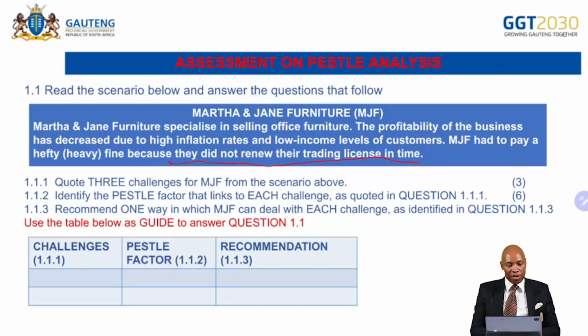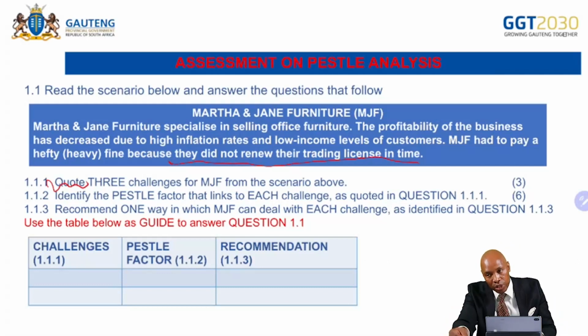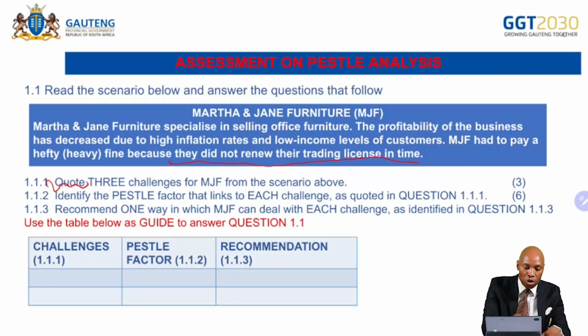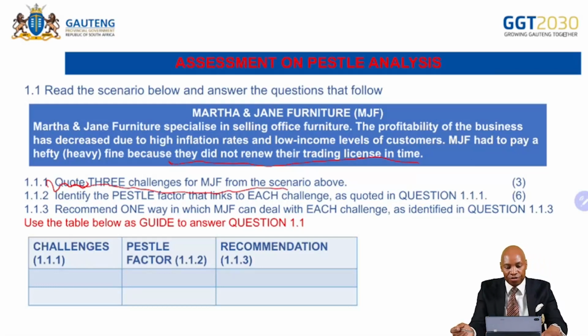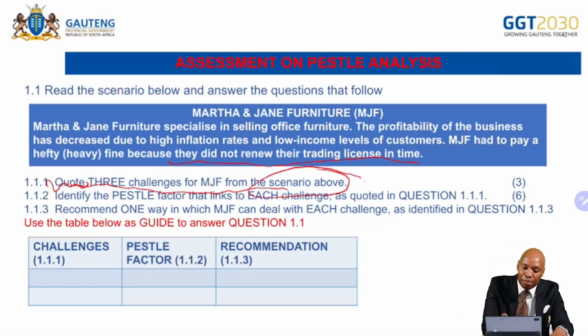Right, fine. We have just gone through our scenario. Then let's read the instruction. It says code. You see here, we don't identify, we code. Now I'm introducing you to another action verb. Code 3 challenges. Code 3 challenges for MJF. From where? From the scenario above.